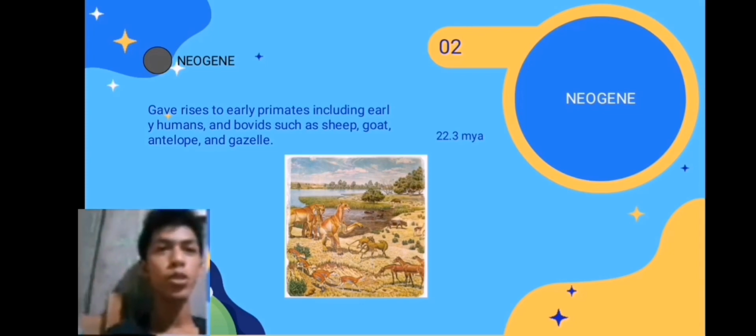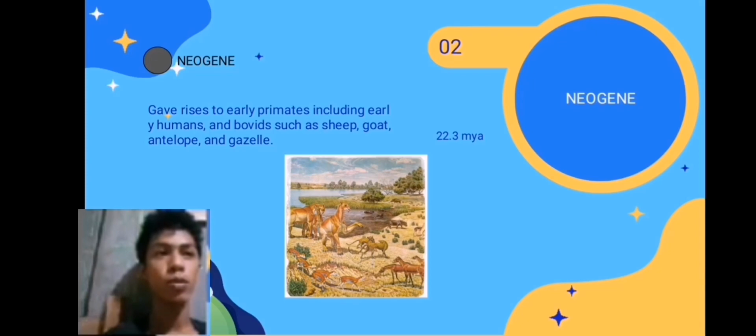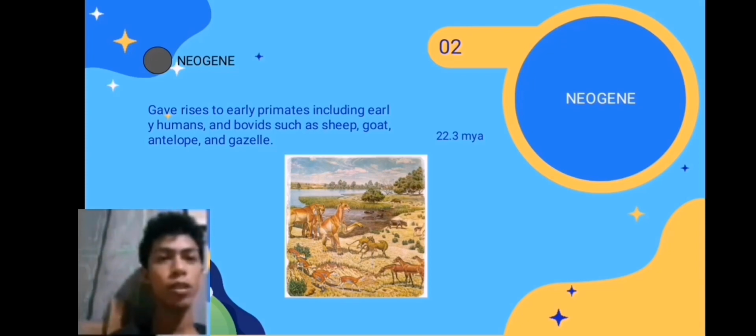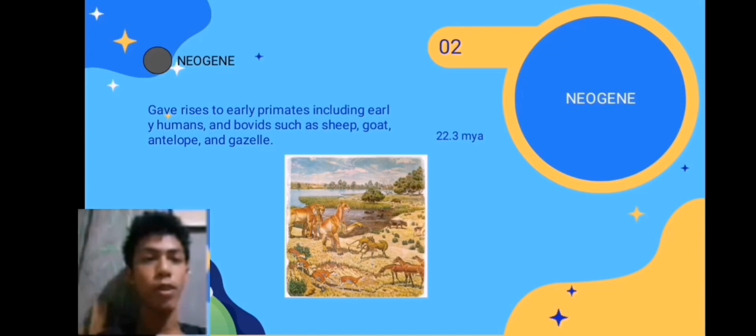Neogene. During the Neogene period, mammals and birds evolved considerably. Most other life forms were relatively unchanged. A notable evolutionary path is that of hominids. It also gave rise to early primates, including early humans, and bovids such as sheep, goats, antelope, and gazelle.